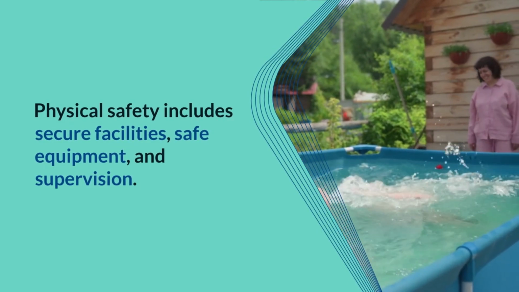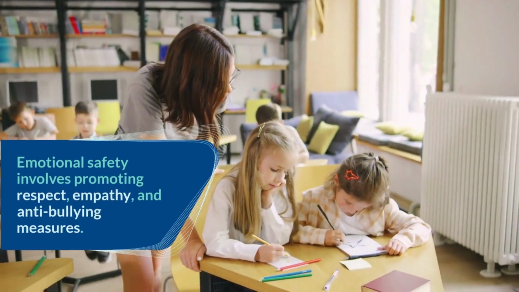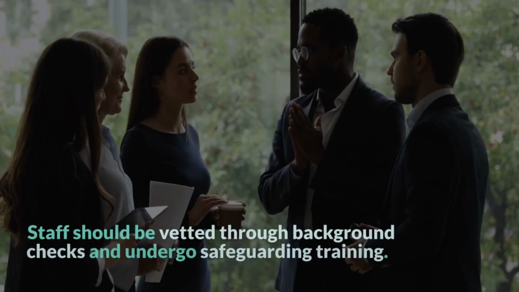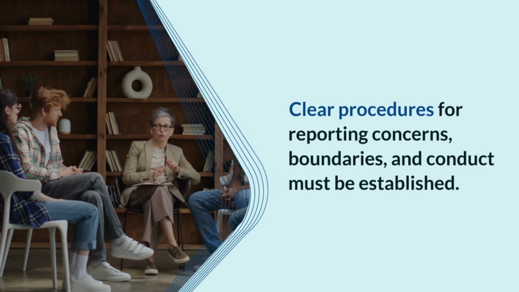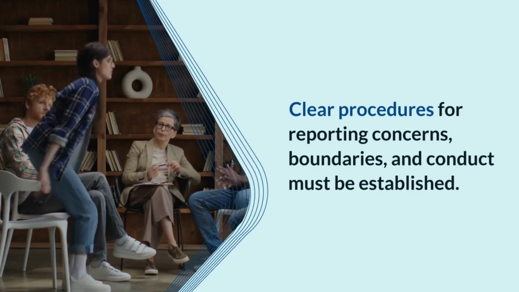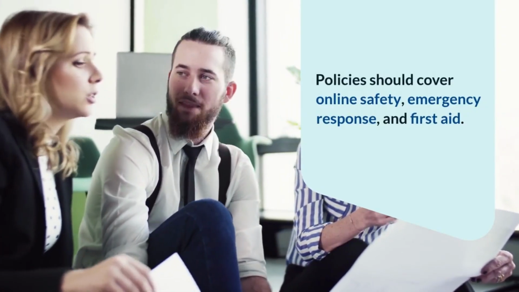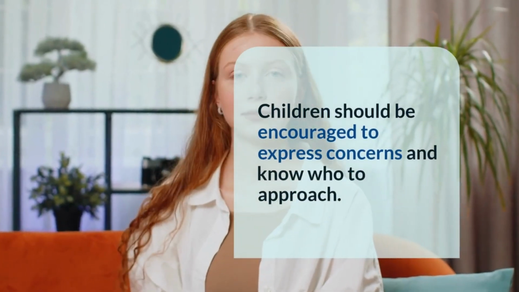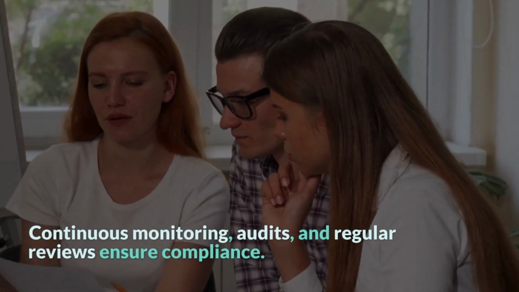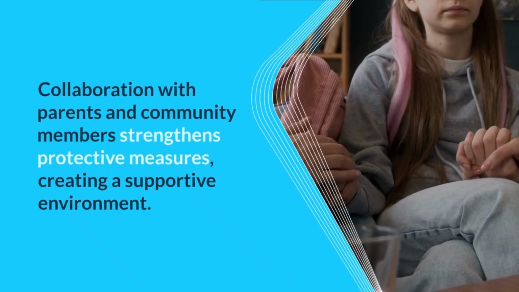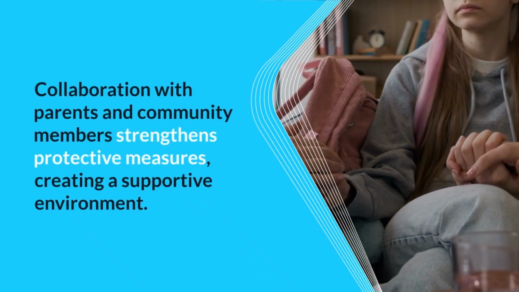Physical safety includes secure facilities, safe equipment, and supervision. Emotional safety involves promoting respect, empathy, and anti-bullying measures. Staff should be vetted through background checks and undergo safeguarding training. Clear procedures for reporting concerns, boundaries, and conduct must be established. Policies should cover online safety, emergency response, and first aid. Children should be encouraged to express concerns and know who to approach. Continuous monitoring, audits, and regular reviews ensure compliance. Collaboration with parents and community members strengthens protective measures, creating a supportive environment.